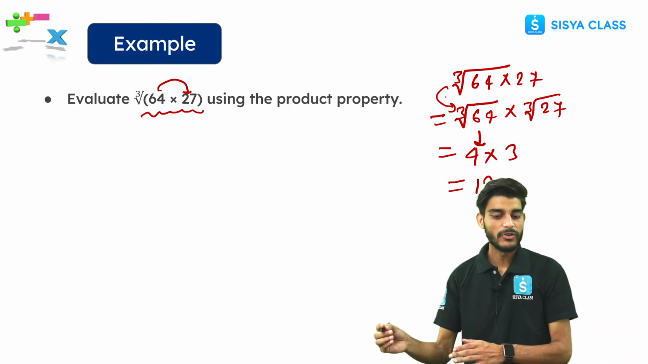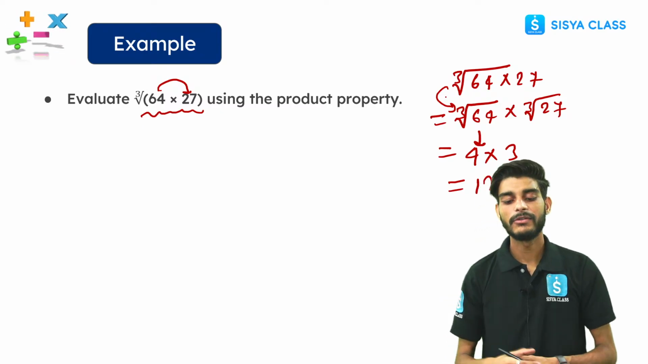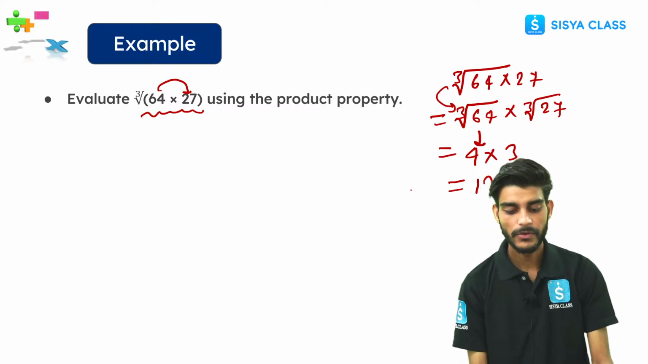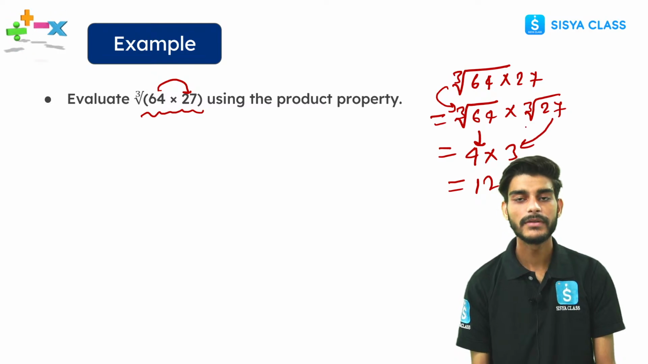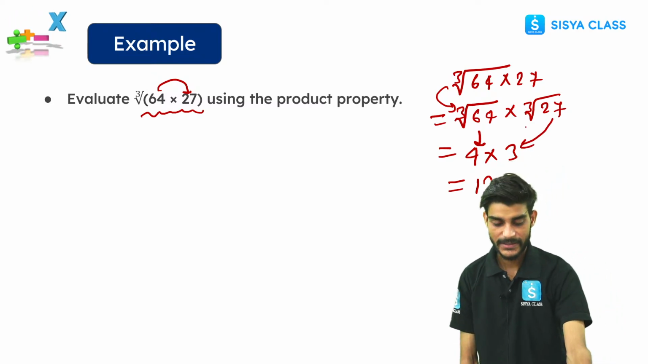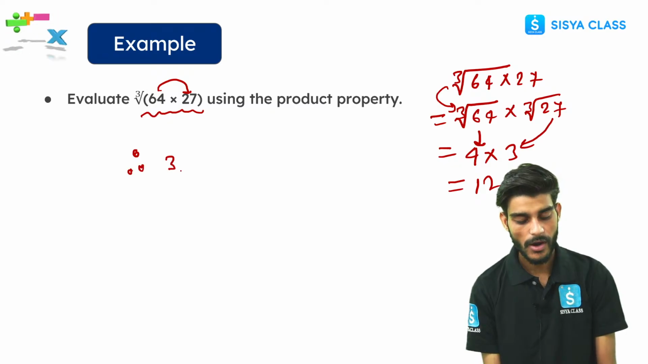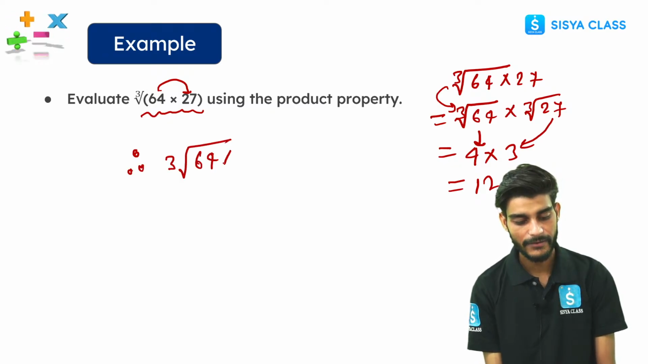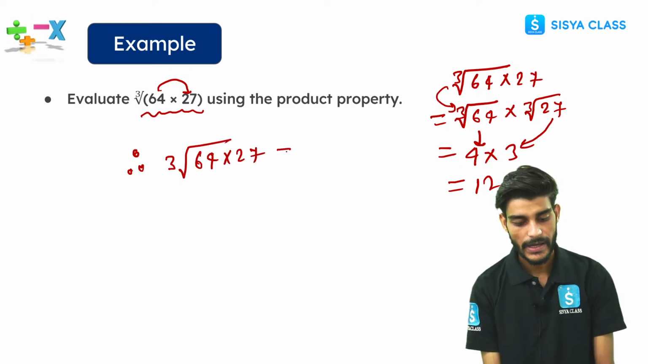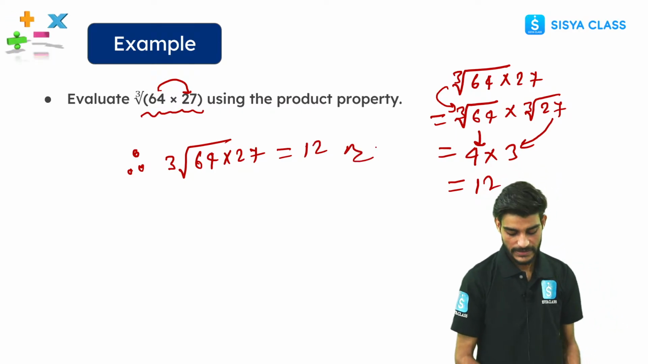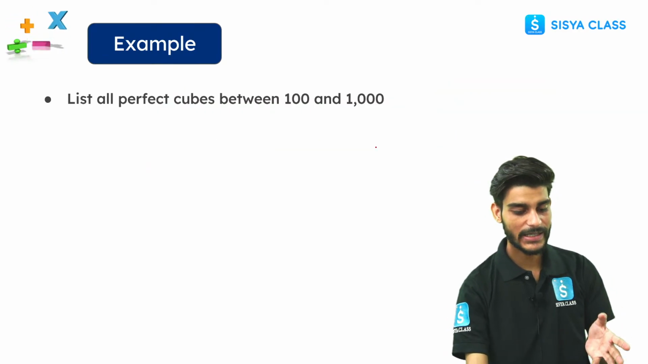So it will be distributed into the cube root of 64 into the cube root of 27. The cube root of 64 we know and the cube root of 27 we know. That is 4 into 3, that is 12. So the cube root of 64 into 27 is simply 12. Clear? I hope this example is clear to you. Let's move on to the next question.